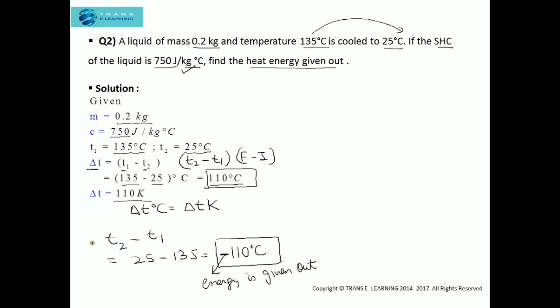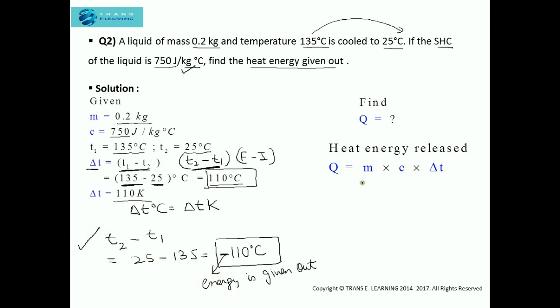So if you do the calculation this way, that is T2 minus T1, this is also correct. But usually and most commonly, we will always take the difference by subtracting the lower value from the higher value, irrespective of whether it is the final temperature or the initial temperature. So if the final temperature is more, I will take T2 minus T1. If the initial temperature is more, I will take T1 minus T2. But as such, both ways are correct. So now what do we need to find? We need to find the heat energy given out.